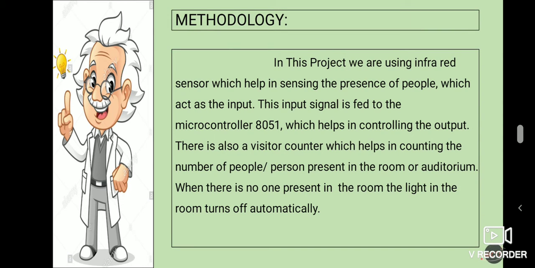When everyone has left the auditorium, the room light turns off automatically. This is the methodology we used. In this project, we are using an infrared sensor which helps in sensing the presence of people and acts as the input. The input signal is fed to the 8051 microcontroller, which controls the output. There is also a visitor counter which counts the number of persons present in the room or auditorium. When no one is present in the room, the light turns off automatically.